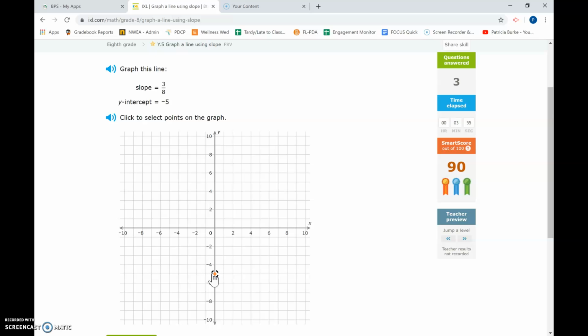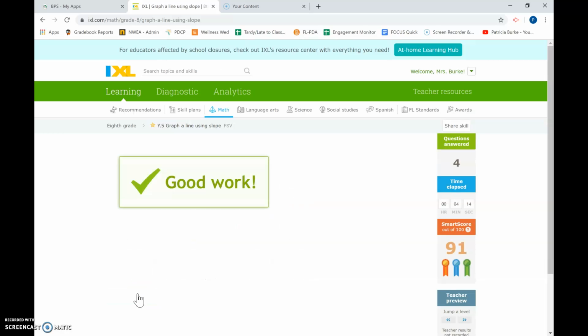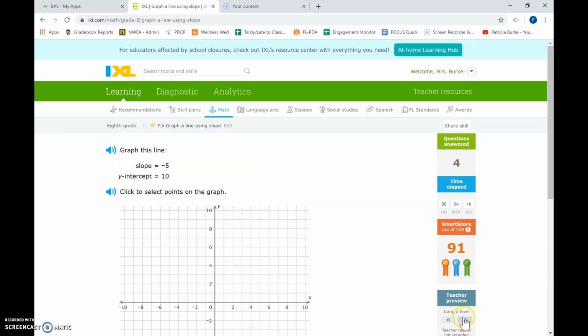Your slope is 3/8. So we're going to ride our elevator up 3 floors. 1, 2, 3. And we are going to run across 8 doors. 1, 2, 3, 4, 5, 6, 7, 8. Click that point and hit submit. All right, looks like we can go up another level here.